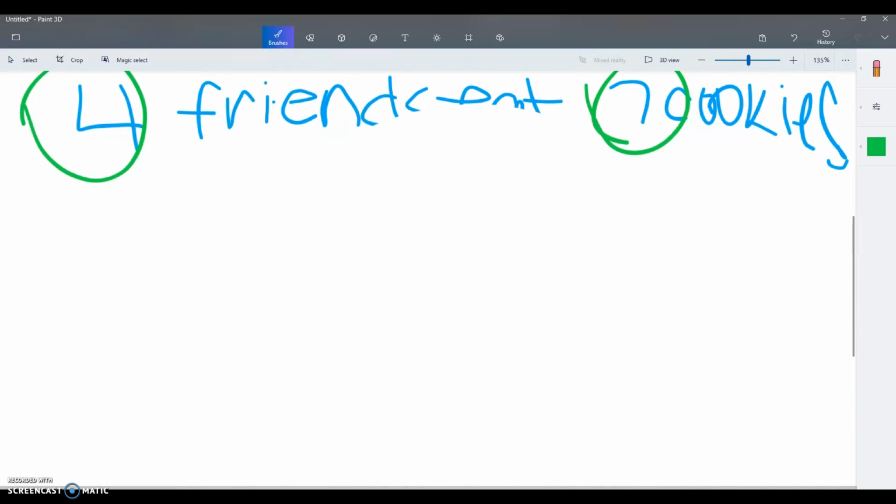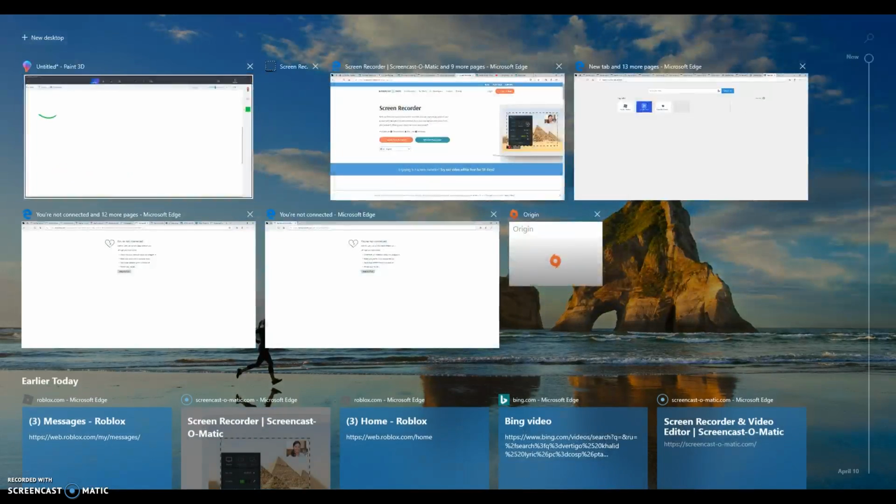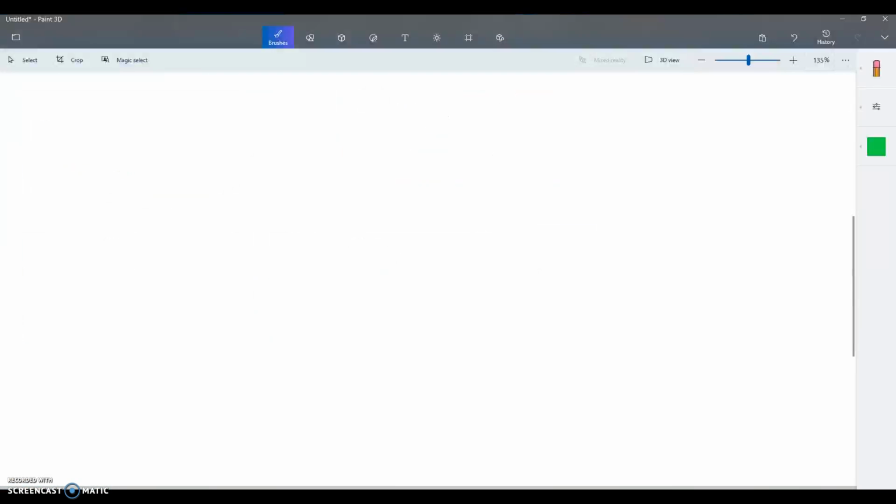Alright, so 4 friends eat 7 cookies. So, 7 cookies, we just draw some boys. Alright, that includes my sister.